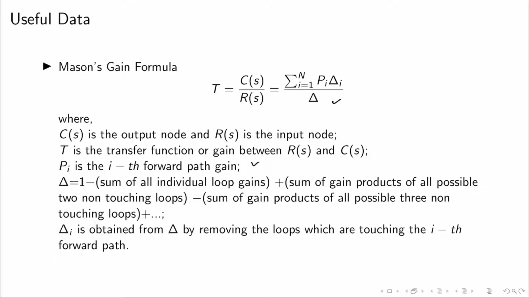Pi is the forward path gains, delta is equal to 1 minus sum of individual loop gains plus sum of product of two possible non-touching loops minus sum of gain of product of all possible 3 non-touching loops and so on, and delta i is obtained from delta by removing the loops which are touching the ith forward path.